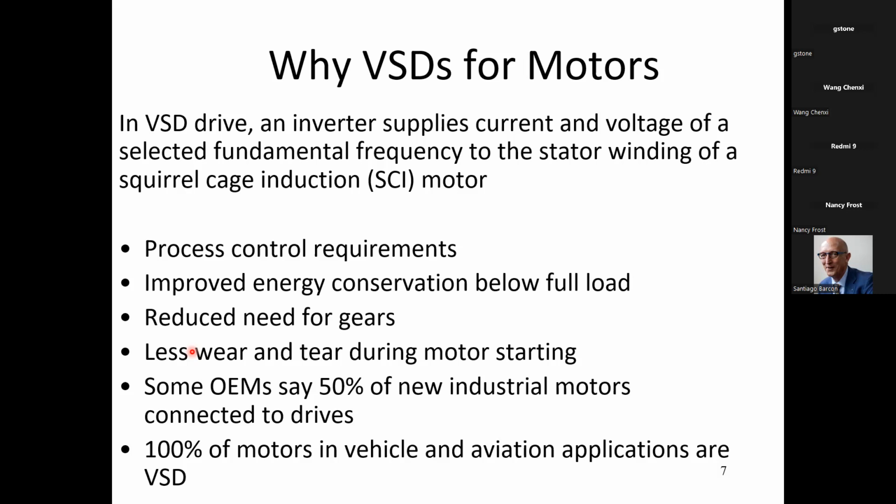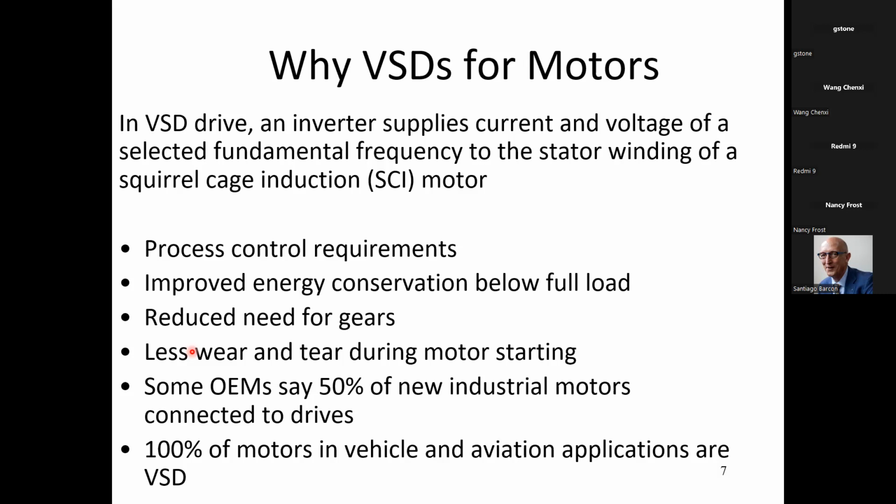The squirrel cage induction motor. The idea here is that by varying the frequency of the AC that we supply to that stator winding, we can change the speed of the motor. And if we slow it down, supplying it with a lower frequency than rated, it turns out that we'll also normally be supplying it with less voltage, and there will be less power consumption. Okay, so that's what we're talking about with variable speed drives.